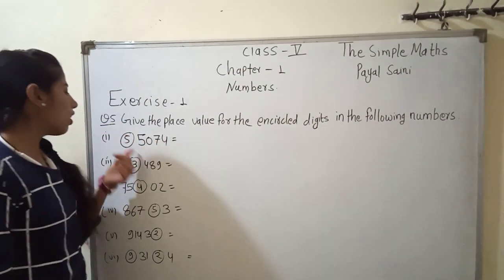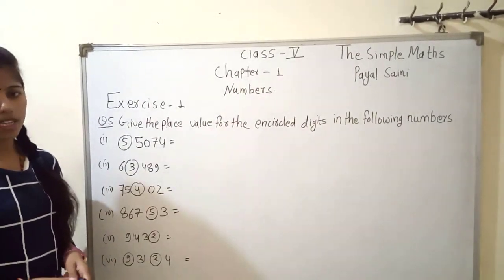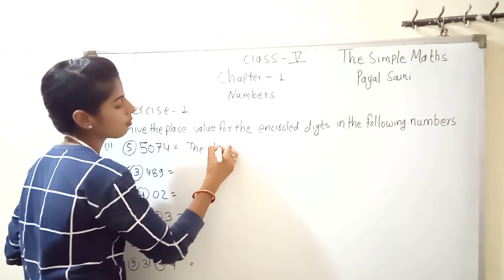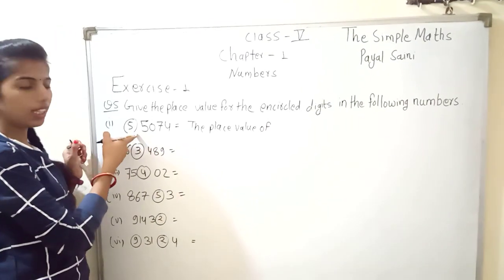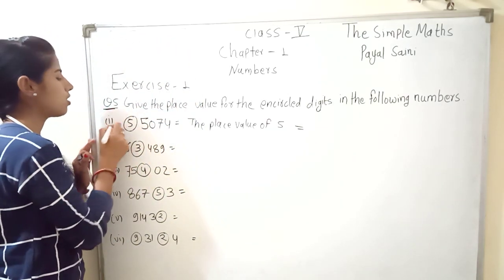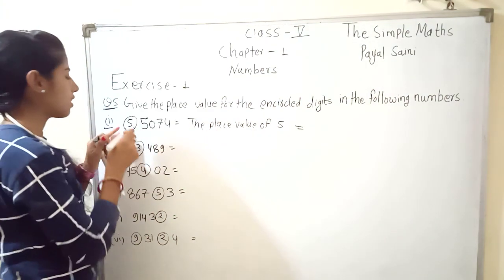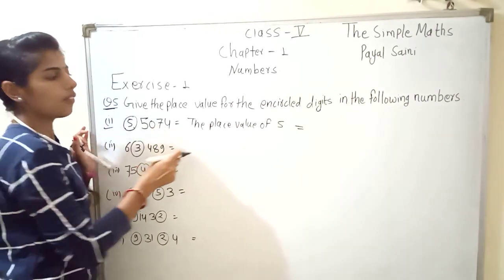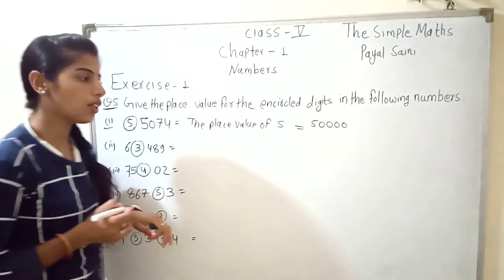Encircled means the digit where the circle is made; only for that number do we find the place value. In question number 1, which number is encircled? The 5 is encircled. The place value of 5: we write 5, and after the 5, how many digits? 1, 2, 3, 4. So we write four zeros after the 5.